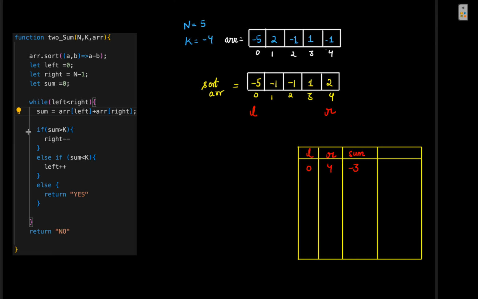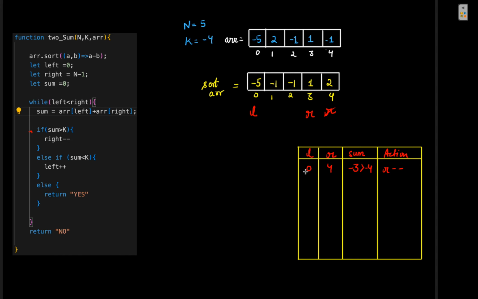Now I will come to this condition. If sum is greater than k, so -3 is greater than -4. Yes, sum is greater than -4. So what will be our course of action? Right minus minus. So I will simply do r minus minus. This will be my action. So my r pointer will point to here.